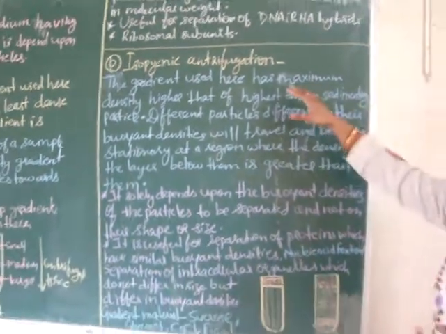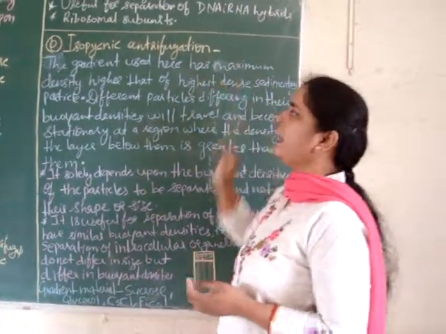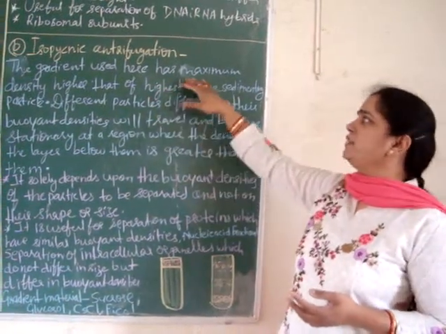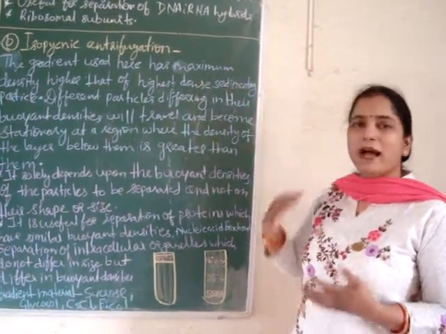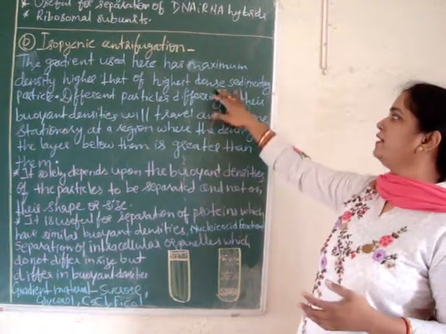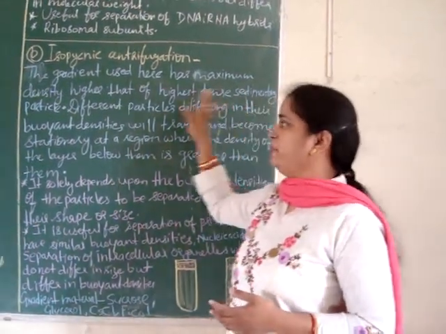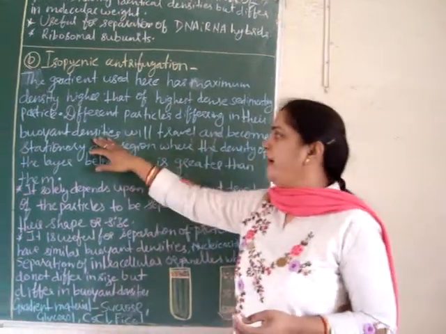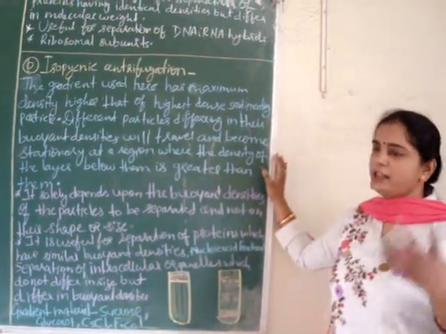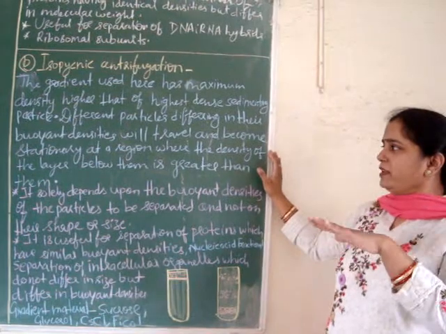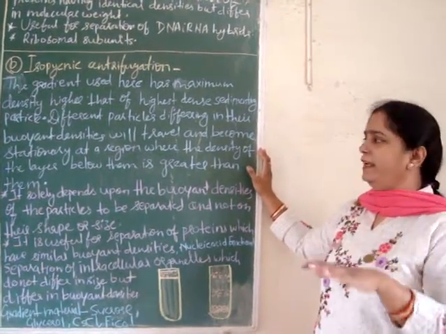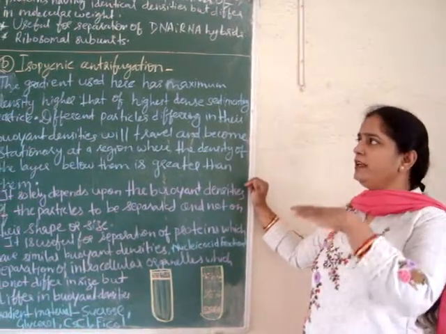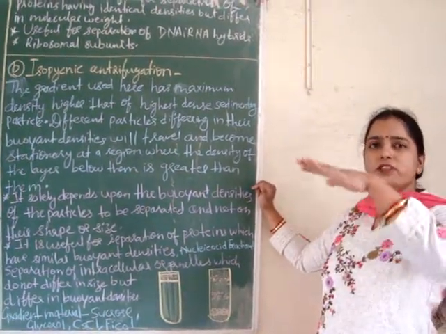Now the second type of density gradient centrifugation is the isopycnic centrifugation technique. In this, the gradient which we use has maximum density higher than that of the highest density particle. Different particles differing in their buoyant densities will travel and become stationary at a region where the density of the layer below them is greater than theirs. So here we get discrete zones.